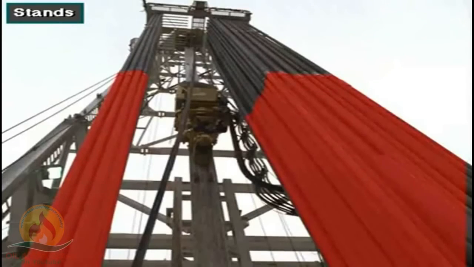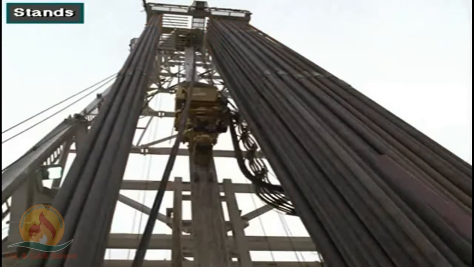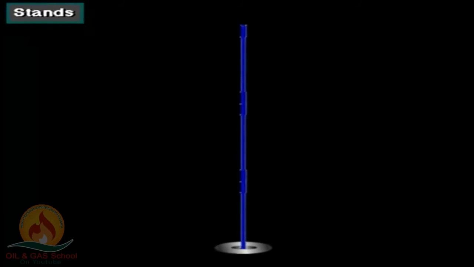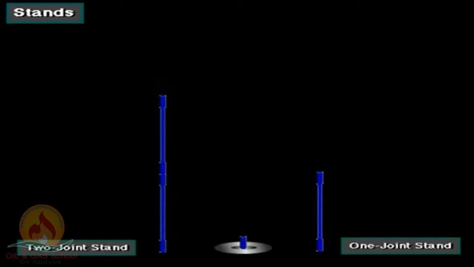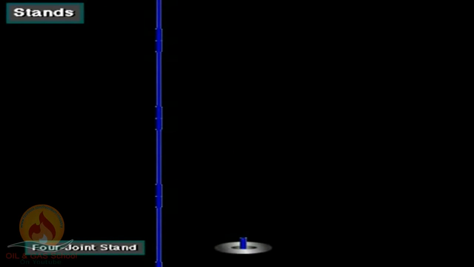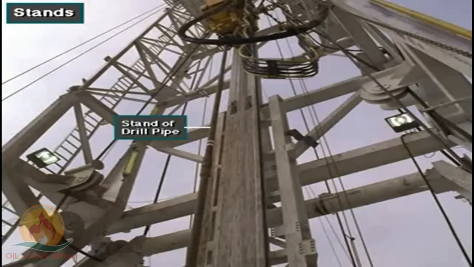Most rigs pull 3-joint stands of drill pipe and drill collars. A 3-joint stand is 3 made-up joints of drill pipe or collars. Small rigs may pull 2 or even 1-joint stands. In rare cases, a really large rig may pull 4-joint stands. Regardless of the number of joints, pulling pipe in stands instead of a single joint at a time speeds up the tripping process.